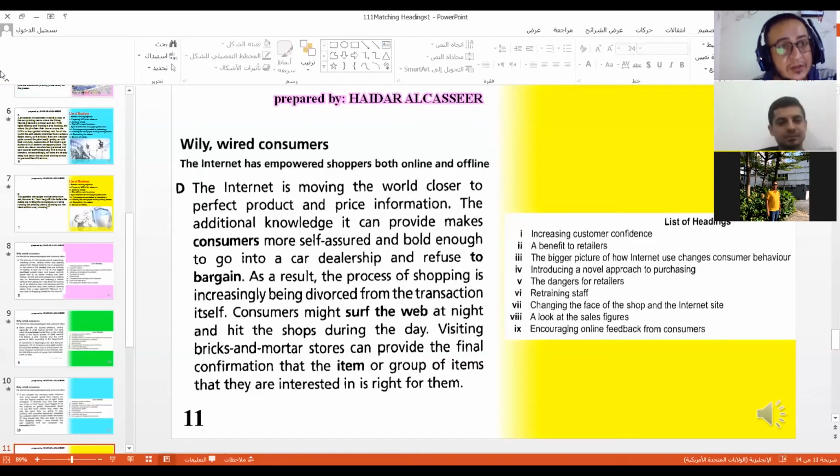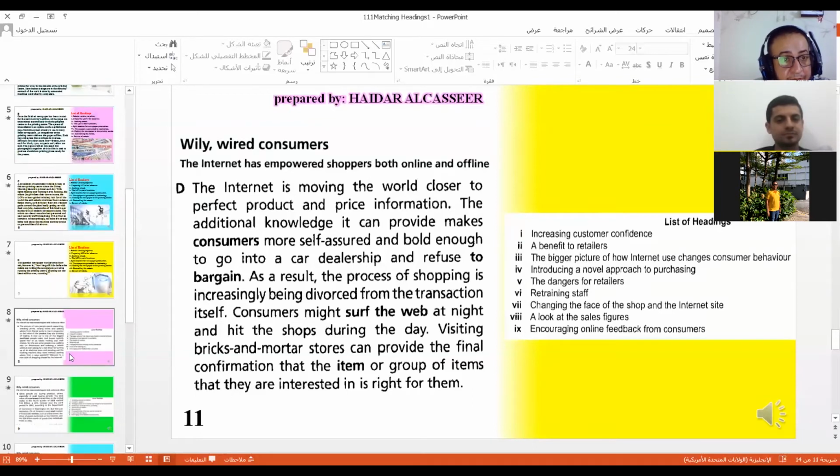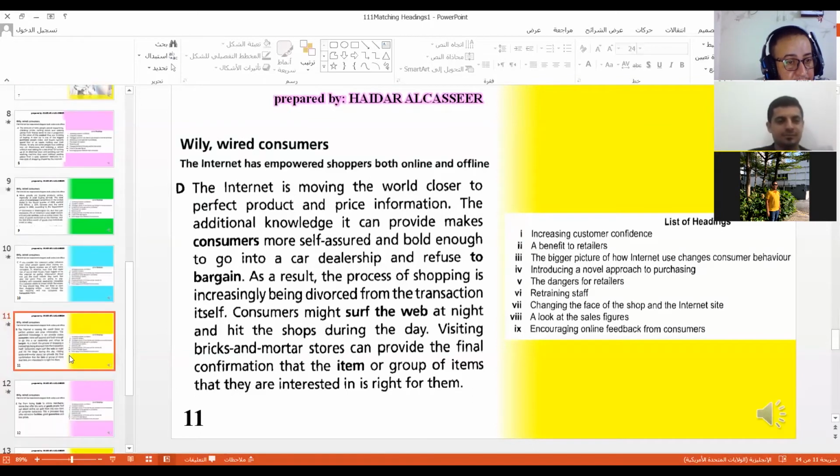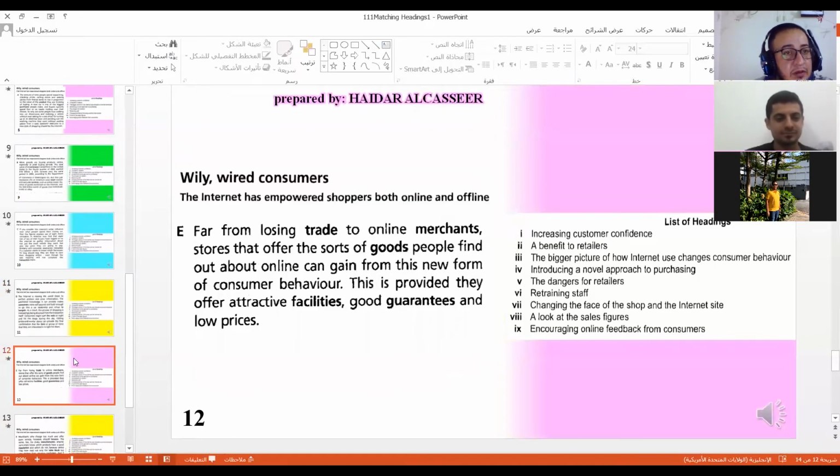Confidence? Yes, that's great. Thank you. Okay, you said increasing customer confidence. Why? Because it says makes consumers more self-assured. Okay? Do this one. This one is comprehensive by the meaning. By the meaning. Focus.